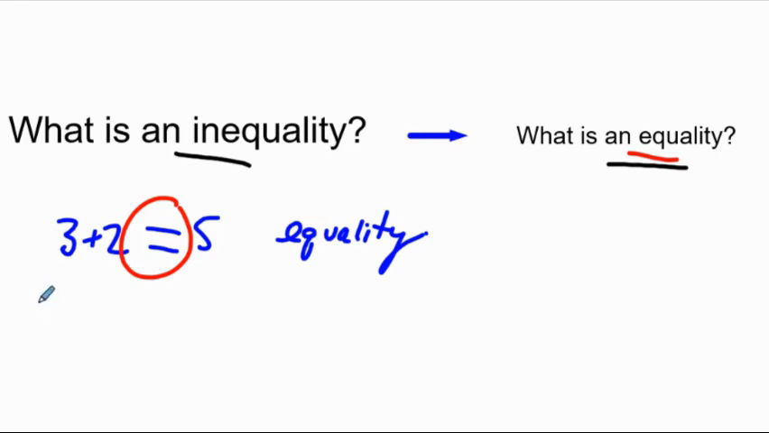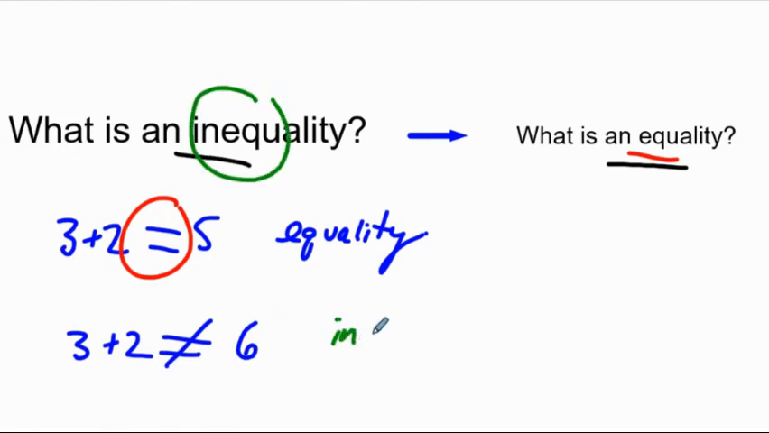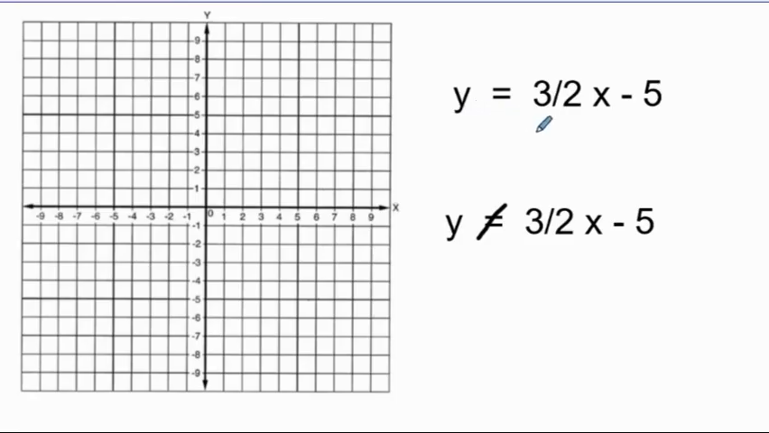We have also probably learned that 3 plus 2 is not equal to 6. And that would be the inequality. So they're basically opposites. The equality is saying that something is equal to it, and the inequality is saying that it's not equal to it. But what we need to do a step further with today's lesson is how do we graph these things in terms of linear functions, the slope-intercept form?